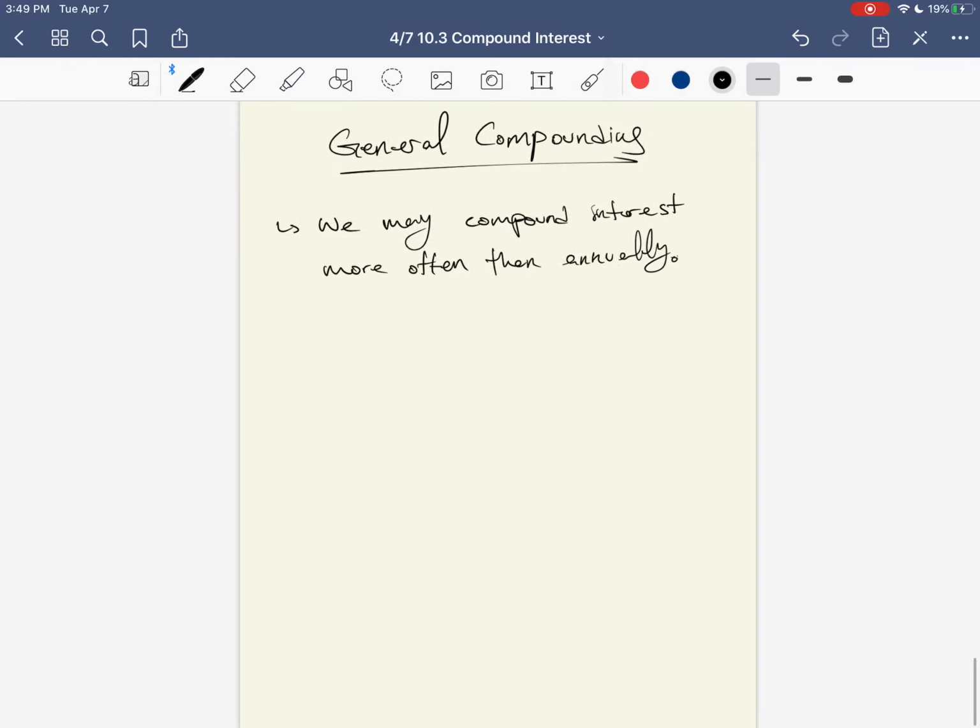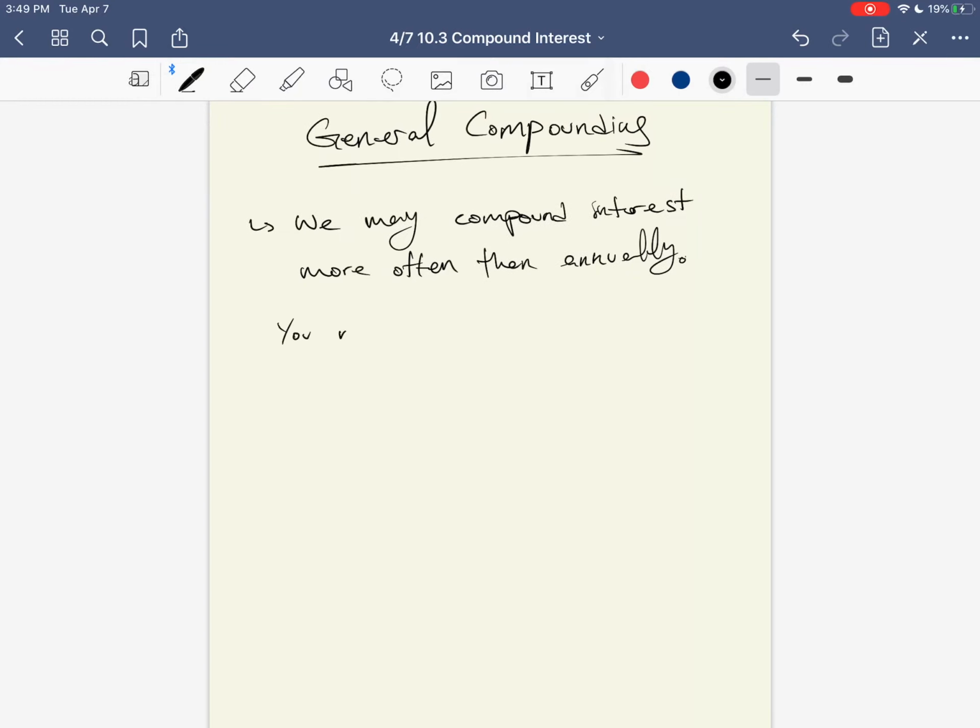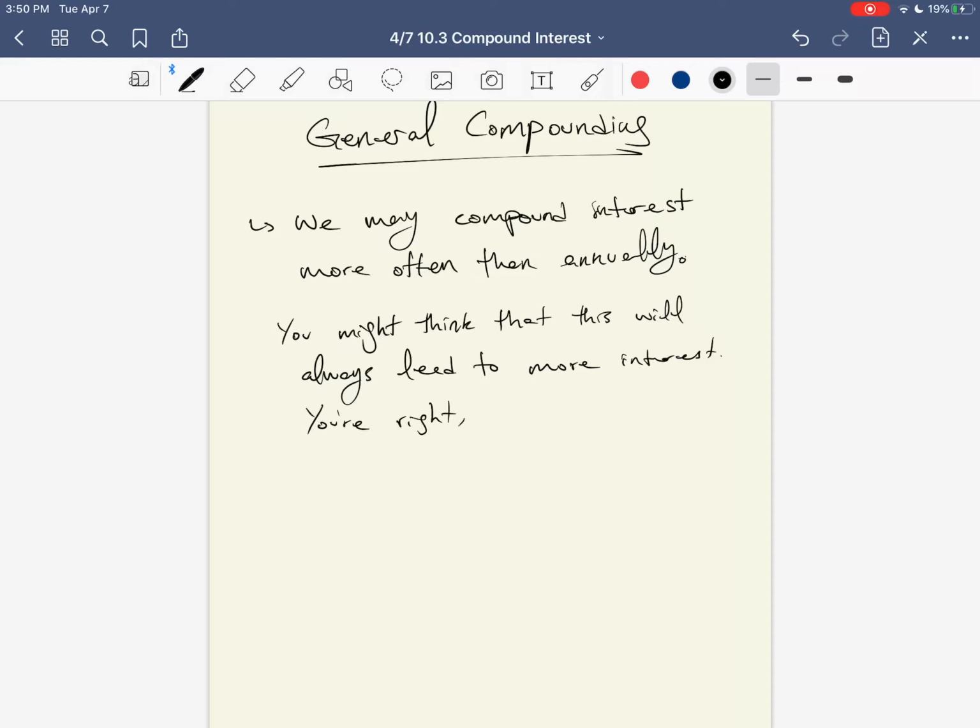So you might think more frequent compounding would always lead to more interest. You're right. But maybe not as much as you think. So what I mean by that is that the curve kind of levels off.